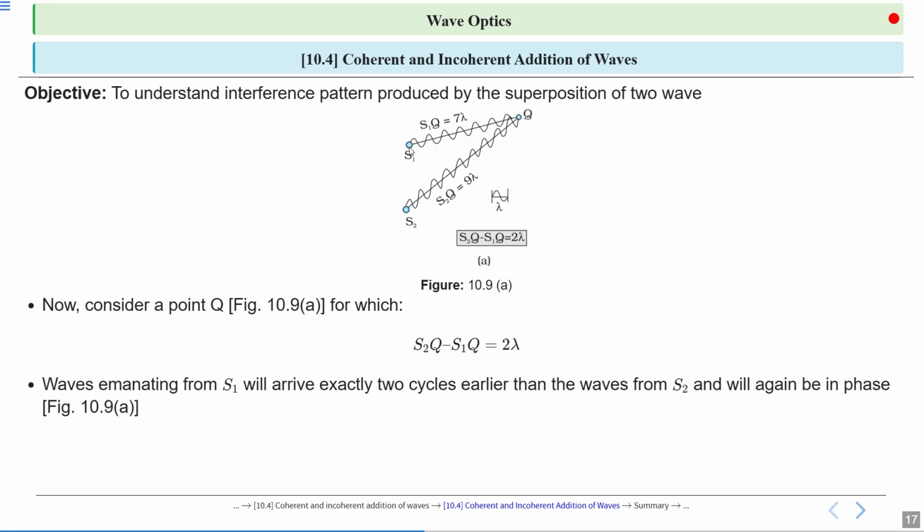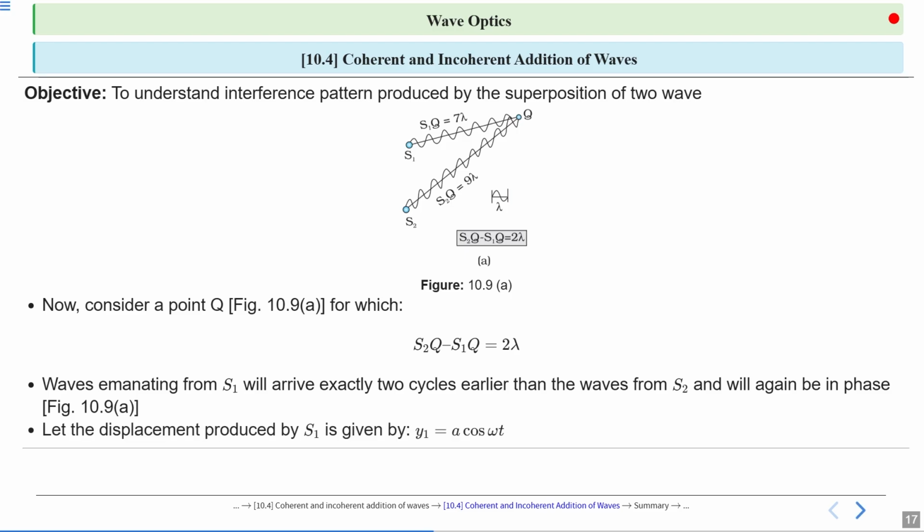So what does it mean to be in phase? It means they are both in the same situation. After completing 7 cycles, it will reach the axis, and also after completing 9 cycles, it will reach zero displacement. After point Q, they will start from 0 to maximum. Both will go from 0 to maximum at the same time and maximum to minimum at the same point. That means they are in phase.